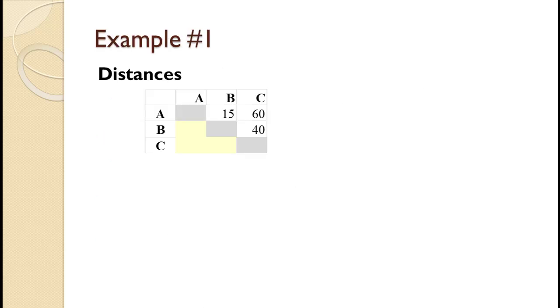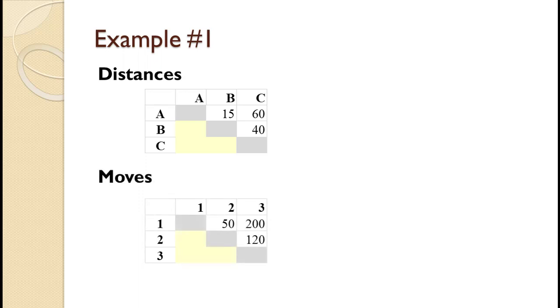This plant has three locations, A, B, and C. Moving from A to B is 15 meters. Moving from B to C is 40 meters. Finally, moving from A to C is 60 meters. The center is grayed out because it does not make sense to talk about the distance from A to A, B to B, or C to C. The area below that is yellowed out because we are assuming the distance from A to B is the same as B to A, so the yellow area is redundant.